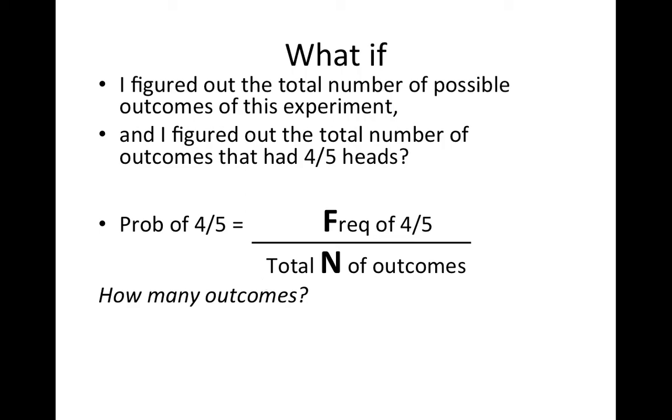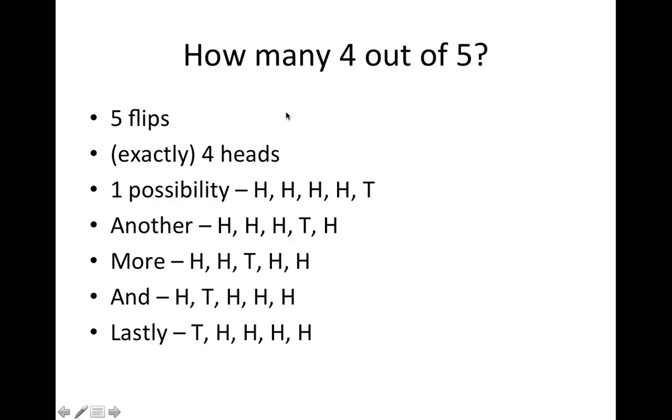How many possible outcomes are there flipping the coin 5 times? Well, you could get heads, heads, tails, tails, tails. You could get tails, heads, tails, heads, tails. You could get heads, tails, heads, tails, heads. There's lots of them. Well, how many are exactly 4 out of 5?